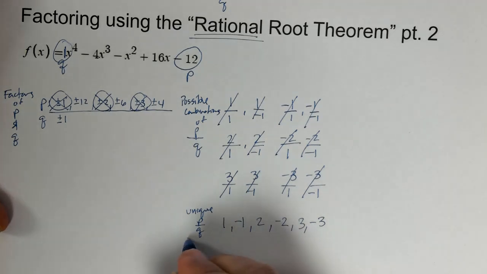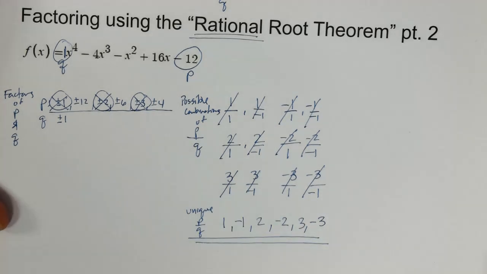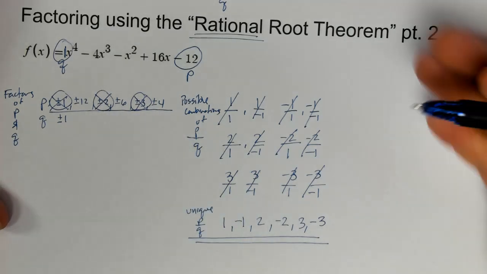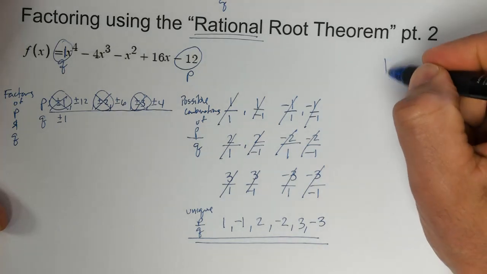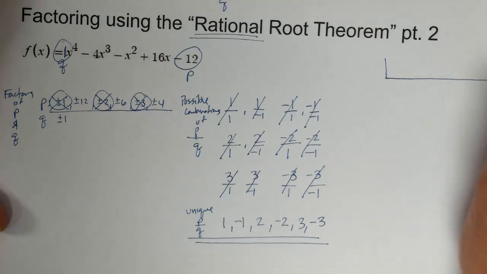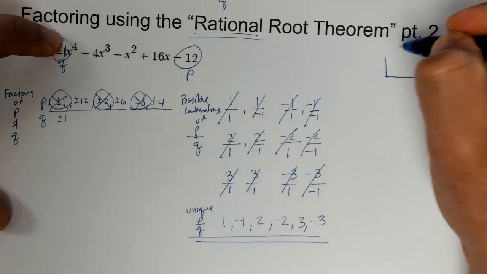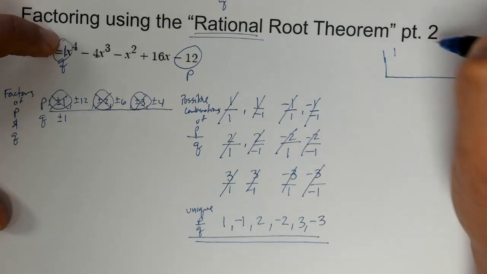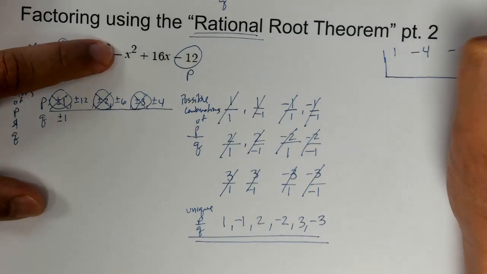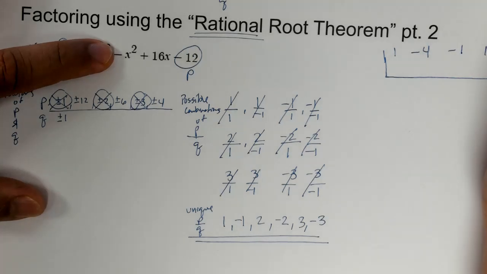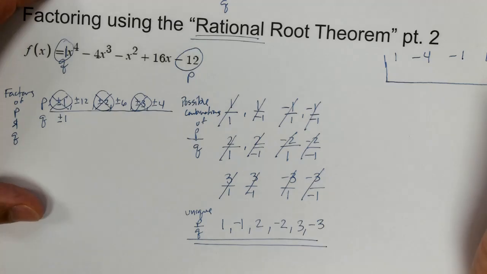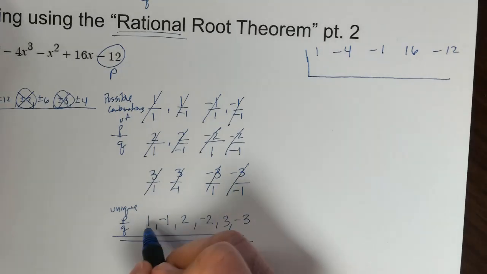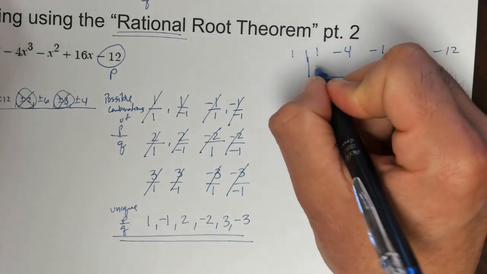We are first trying to find the unique x-intercepts that can be possible. And we have to test this out using our synthetic division. So we're going to start with our synthetic division problem. We start with a 1 as a coefficient, negative 4, negative 1, 16, negative 12. And we want to know, does 1 fit into this polynomial? I'll move it over. Is 1 a solution? So let's see if it factors out nicely.